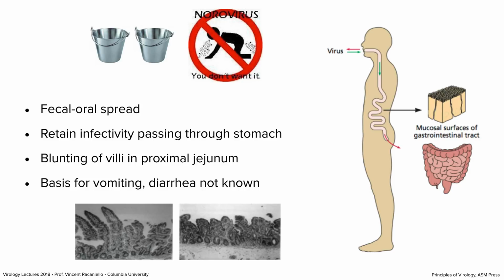This virus is spread by fecal-oral contamination. You ingest material that has norovirus on it, it passes through your stomach, remains infectious like poliovirus, and in your small intestine it causes blunting of the villi. So here at the bottom are 2 photographs of villi, on the left from a normal small intestine, on the right from a person infected with norovirus. And you can infect people with norovirus.